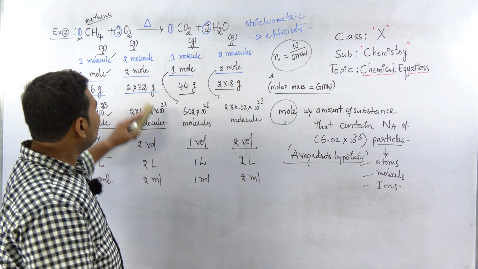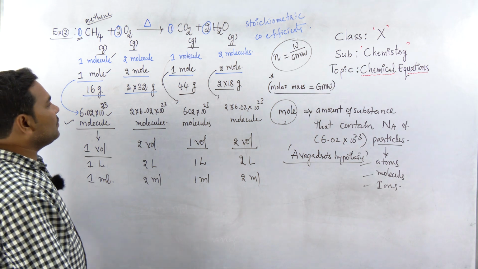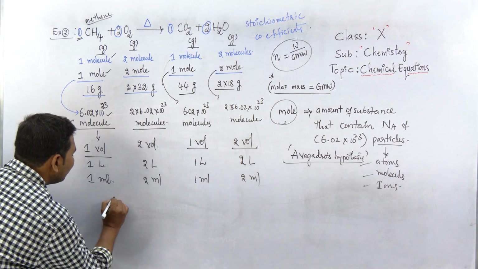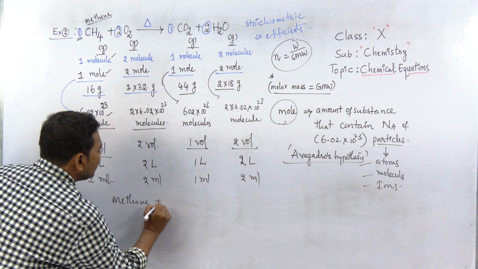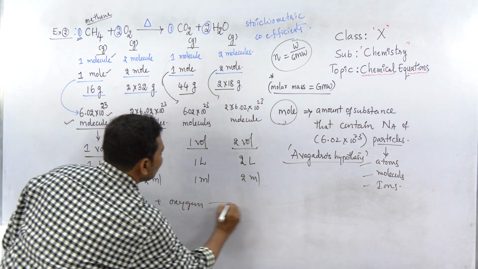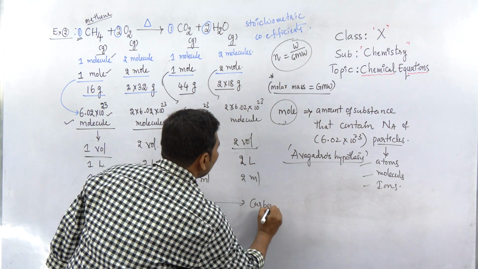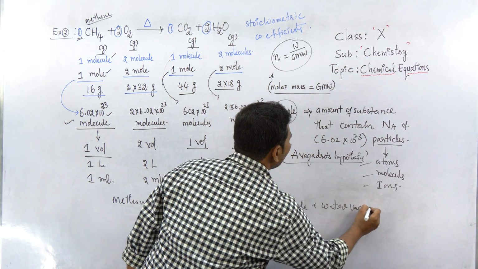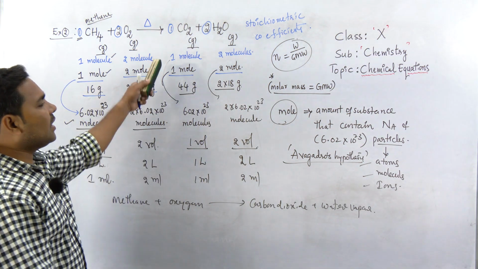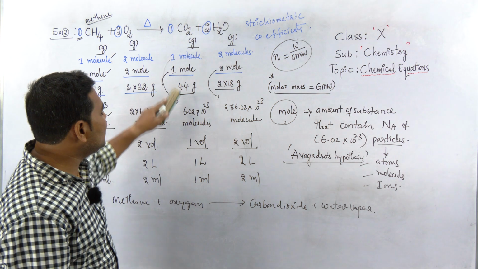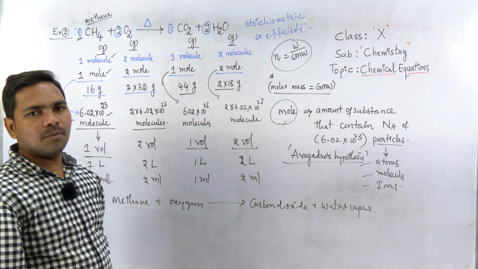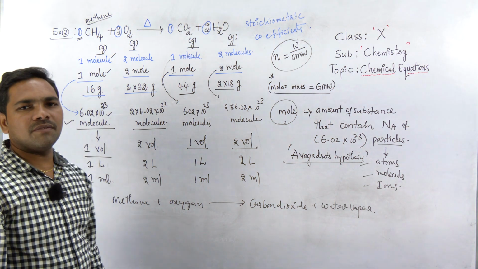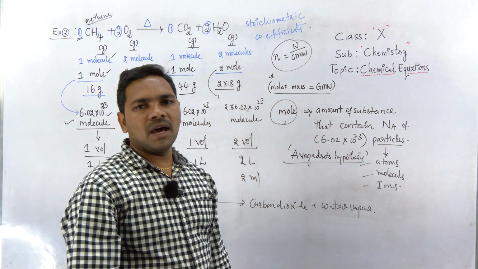Okay, these are the different things we understand from a balanced chemical equation. Now, if I simply write a word equation, methane plus oxygen gives rise to carbon dioxide plus water vapor, we can't understand all this information. This is only possible from the balanced chemical equation. We can calculate molecules, moles, weights, number of particles, and volumes of the gaseous substances involved in the balanced chemical reactions.